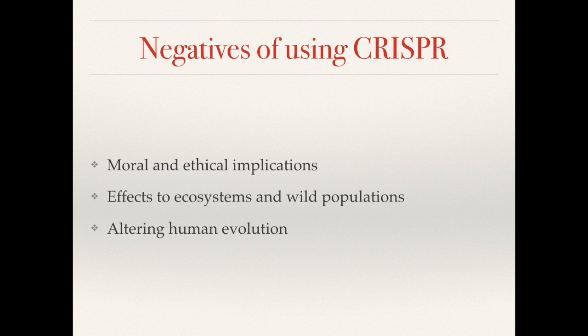CRISPR-Cas9 is a very powerful technology, and there are many moral and ethical implications that need to be addressed before we move ahead with this new system. Editing genomes can cause serious effects to ecosystems and wild populations, and that could change the course of evolution. There is a lot of effort currently to create guidelines and regulations to this new system, as the effects and power of the system are extreme.